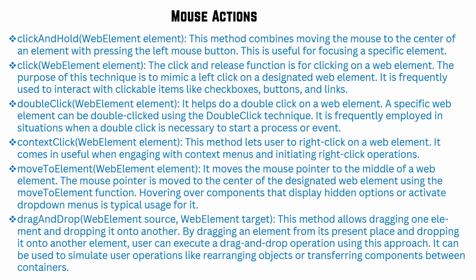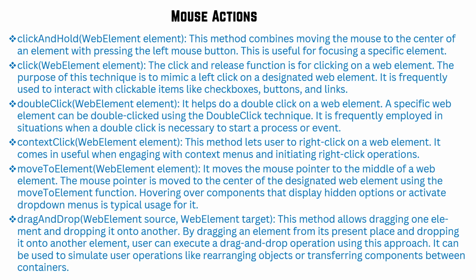Whereas the click and release function is for clicking on a web element. The purpose of this technique is to mimic a left click on a designated web element. It is frequently used to interact with clickable items like checkboxes, buttons, and links. Double click: sometimes you want to double click, right? Double click from your mouse. It helps do a double click on a specific web element. It is frequently employed in situations when a double click is necessary to start a process or event.